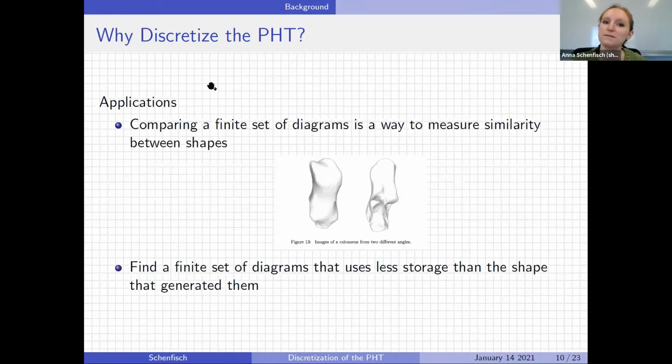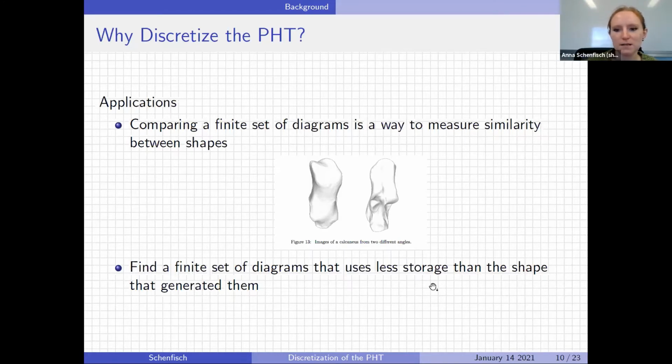So why might we want to discretize the PHT? Why might we want to go from this uncountably infinite movie to a finite set of diagrams? Well, besides just a mathematical interest, there have been some uses in applications. For example, suppose you're comparing similarity between two shapes. Perhaps you have meshes on surfaces or something similar. It's reasonable to think that it might be a good idea to instead compare sets of diagrams. So if you have sets of diagrams that represent each shape, then you can use one of the various metrics on diagrams, which of course have potentially nice stability results.